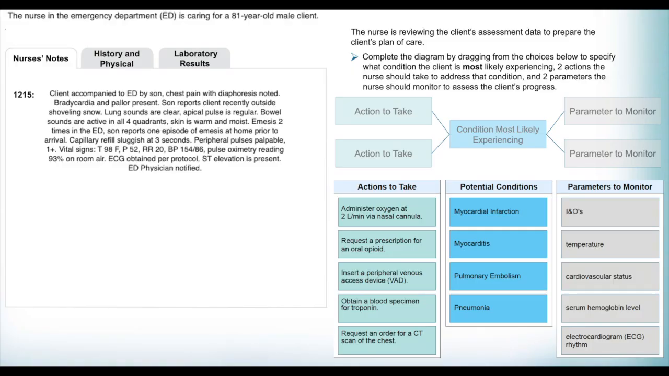Hey, what's up, guys? I had a question in regards to one of the new Next Generation NCLEX item types, and it was the bow tie item type. I just wanted to give you guys an explanation of the bow tie item type and then an example of what one might look like.